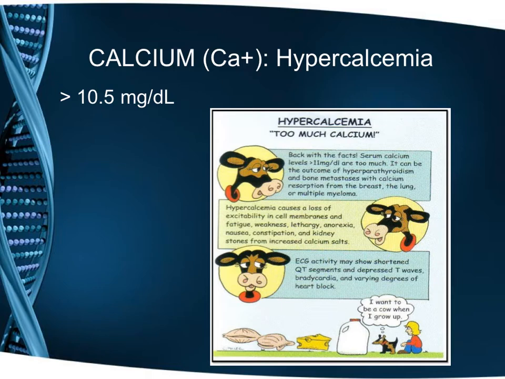Again, neuromuscular symptoms and GI symptoms may be seen. Treatment again starts with treating the underlying disease. Increased fluids, possibly dialysis, calcitonin, and Lasix. Nursing interventions are similar to those discussed previously and also include handling the patient gently to prevent bone fractures.